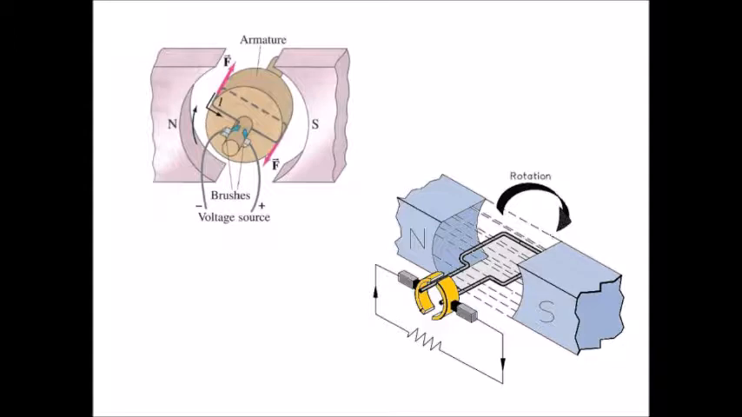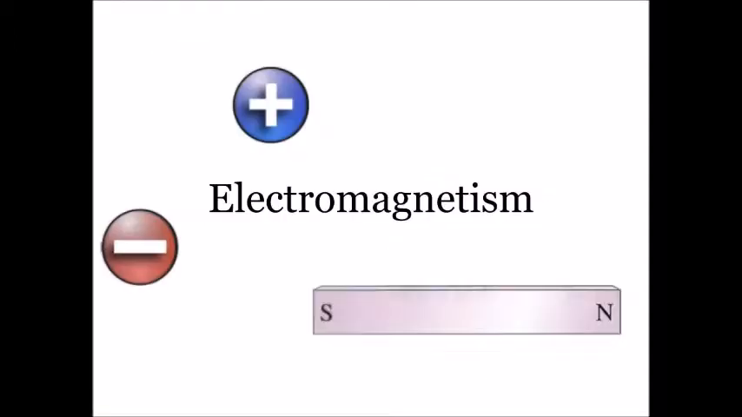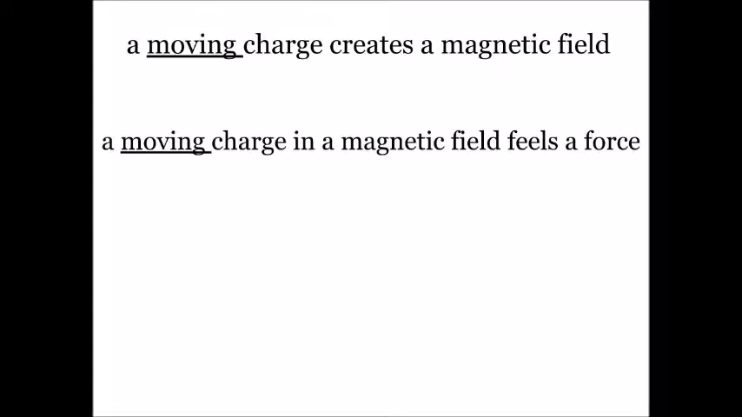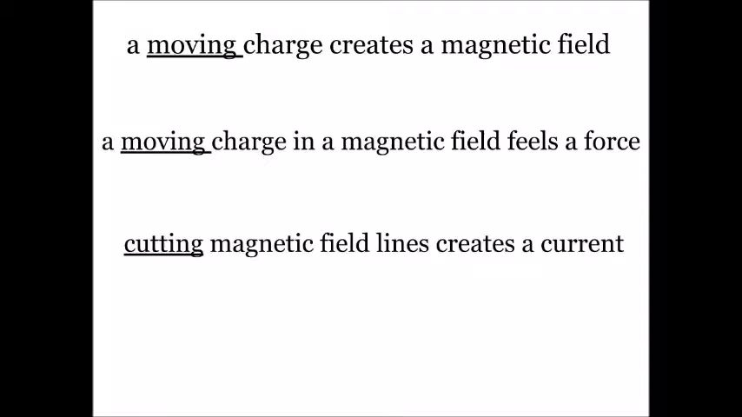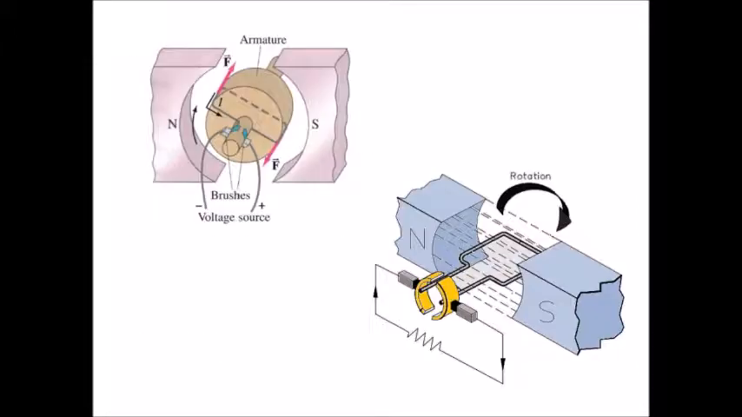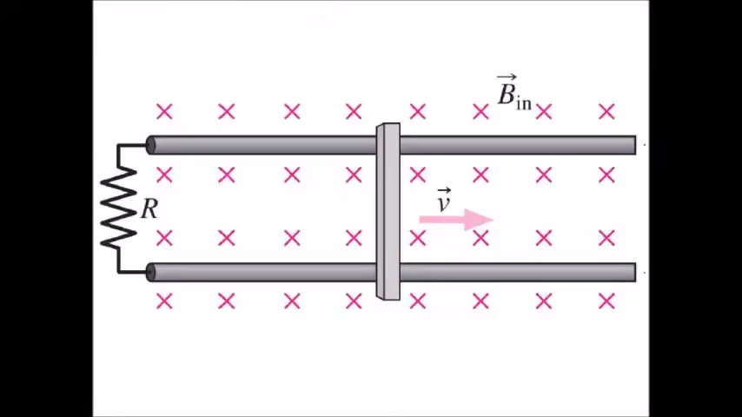You could hook one of these things up to another and get absolutely nowhere. But we're trying to get somewhere. We're trying to connect electricity, magnetism, and light. Again, we've said that a moving charge creates a magnetic field. Check. We've said that a moving charge in a magnetic field feels a force. Check. We've said that cutting magnetic field lines creates a current, which means that a changing magnetic flux creates a current. And they work together, but they also kind of work against each other.